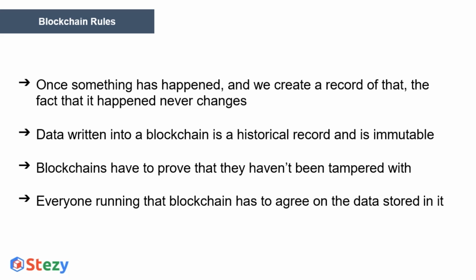Some of the rules of the blockchain, as I discussed earlier: data written into the blockchain is a historical record and is immutable. You cannot tamper with it. Once it happens, nobody can change it. It will remain there forever. So blockchains have to prove that they haven't been tampered with. Everyone running the blockchain has to agree on the data stored in it.